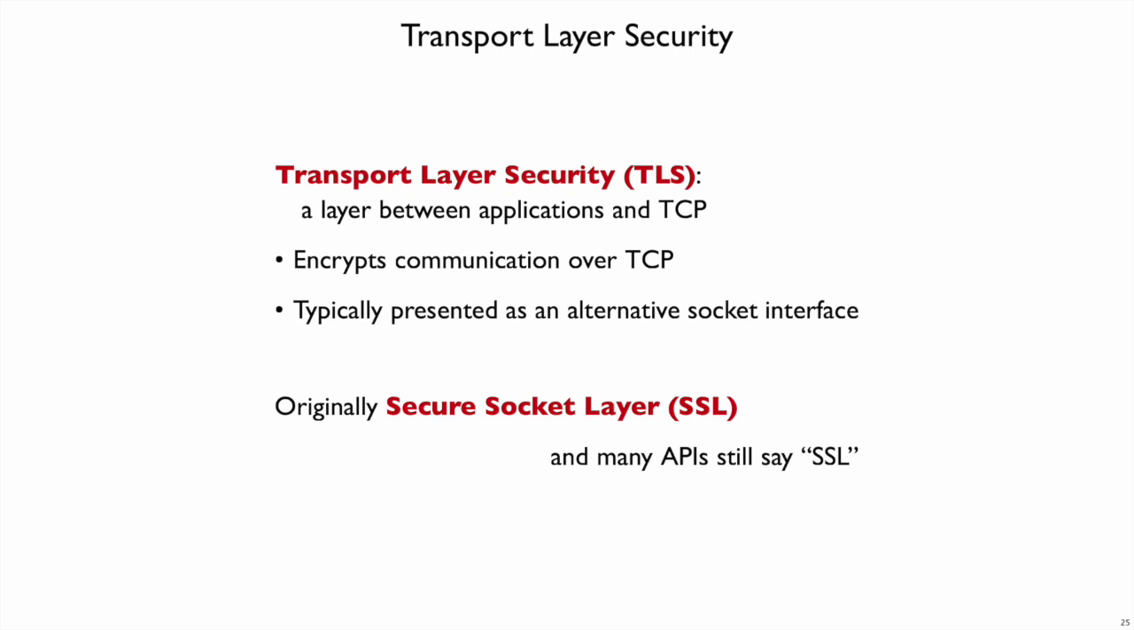TLS is built on top of TCP, and it's going to encrypt the communication that it puts into the data that is sent over TCP. And again, the thing that makes it look like the transport layer is it has an interface that's similar to sockets and that you can almost drop in place of a socket interface. TLS was originally implemented as the Secure Socket Layer Library, or SSL, and many APIs in a TLS library will still start with SSL. And because of that, I will use SSL and TLS interchangeably while showing you some demos.